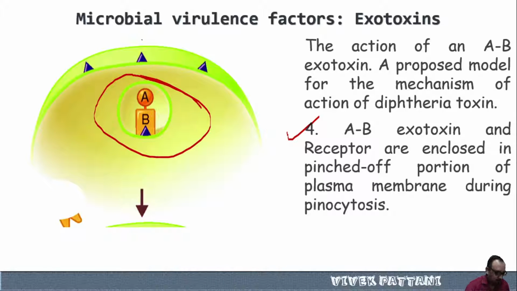What is pinocytosis? It's just fluid endocytosis. It's a mode of endocytosis in which small particles suspended in the extracellular fluid are brought into the cell through the invagination of the cell membrane. This results in the suspension of particles within a small vesicle. It's called pinocytosis.